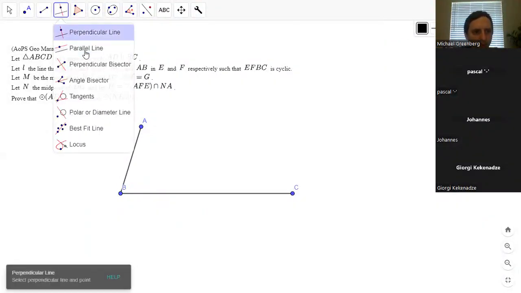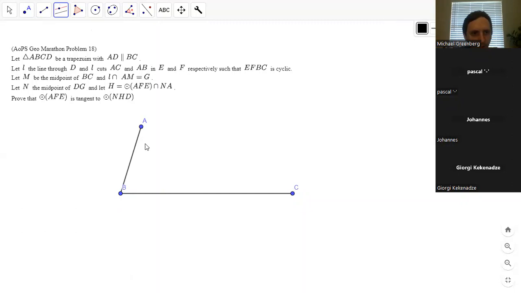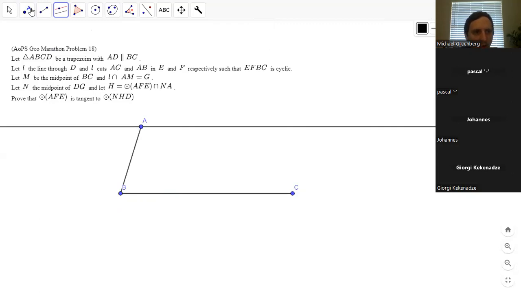Draw a parallel. And then we draw the line through D. It cuts AC and AB at E and F.